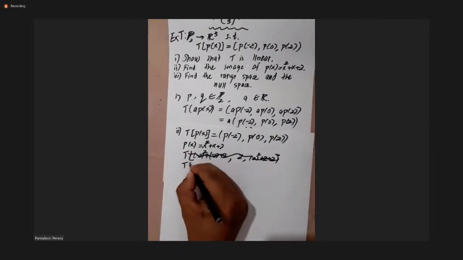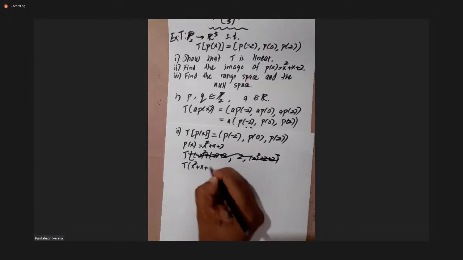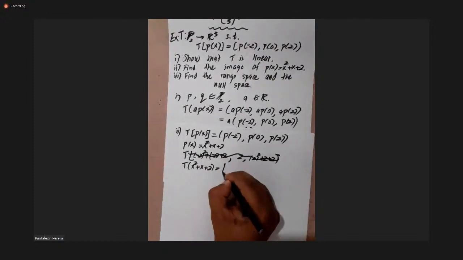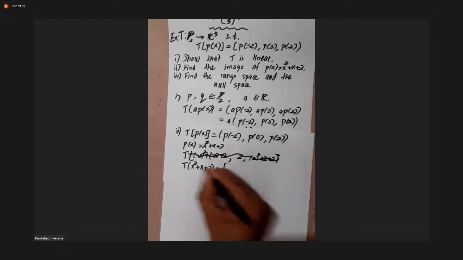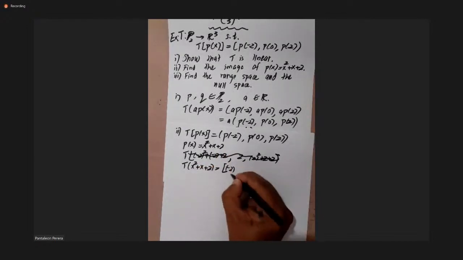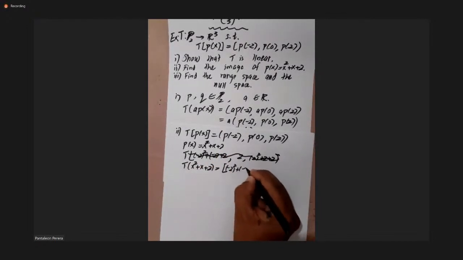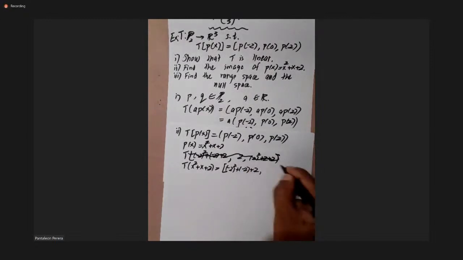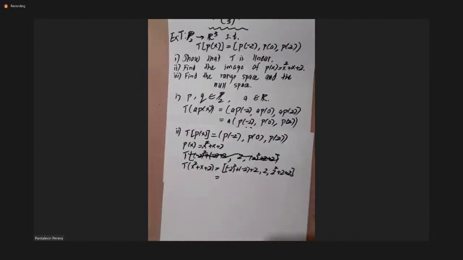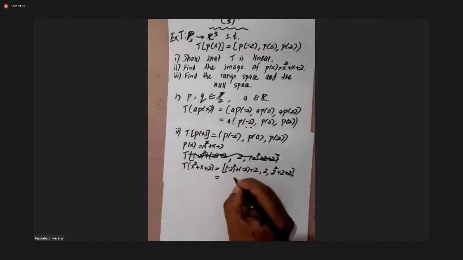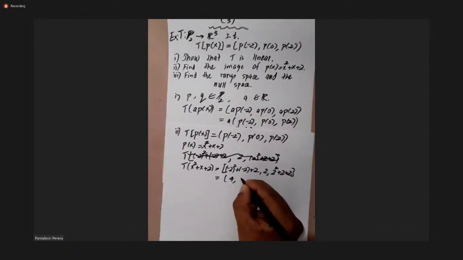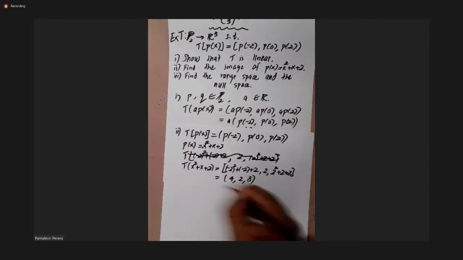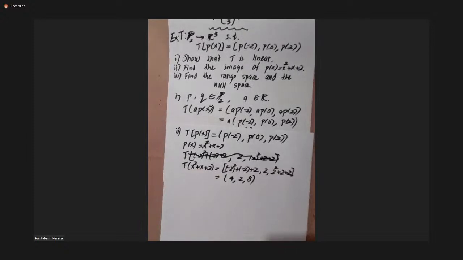Sorry, I wrote something else. x squared plus x plus 2. Now, when you plug in minus 2 for this one, you get the first component, 4. When you plug in 0, you get 2. When you plug in 2, you get 8. So 4, 2, 8 is the point corresponding to this polynomial.